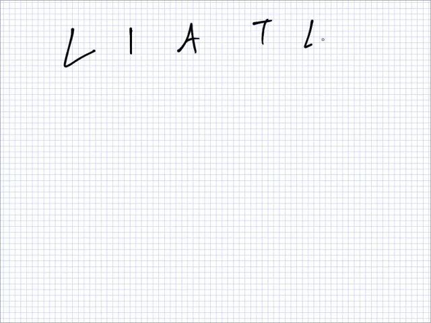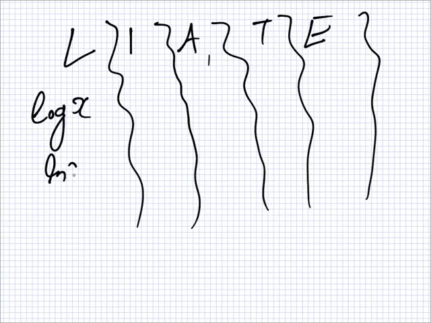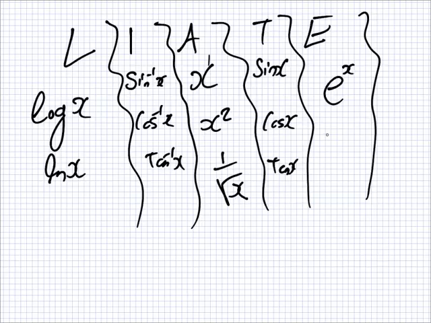If you can remember this word, this is the order you should use. The L stands for logs, so you always have logs at the front if you can. The I stands for inverse, sine inverse, cos inverse, tan inverse. They should come next. The A stands for algebra, like x squared, 1 over square root x. The T stands for trigonometry, sine x, cos x, tan x. And lastly, the E stands for e to the x. So you should try to put the problem in this order. This will be the easiest order to work with.